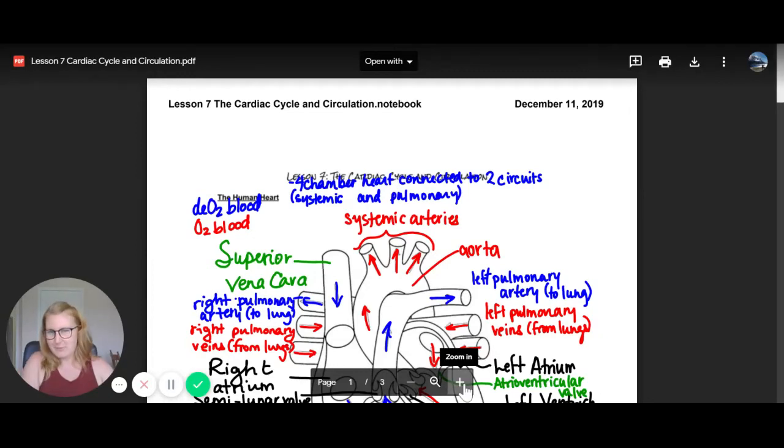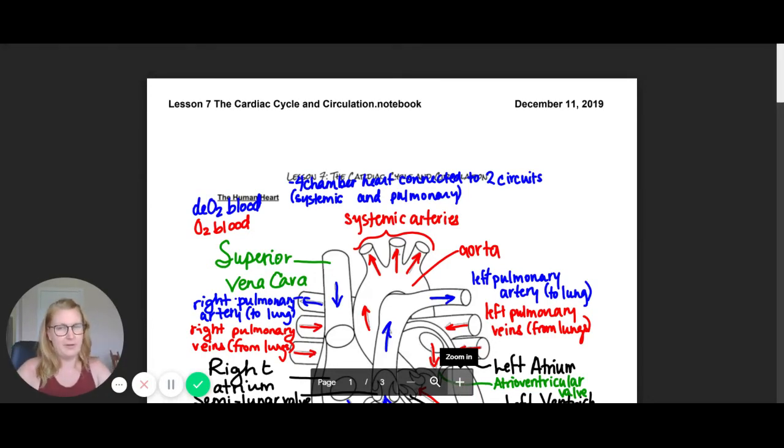Okay, so in lesson 7, we're going to talk about the cardiac cycle, the heart, and circulation through the heart and the end system. I'm going to start off by saying the diagram on the front page is basically just labels all over the heart. So I'm not going to read through all of these labels.